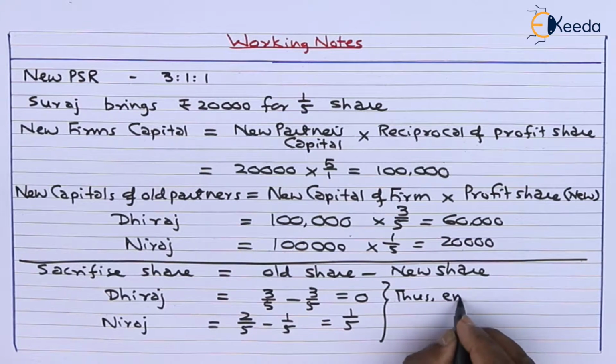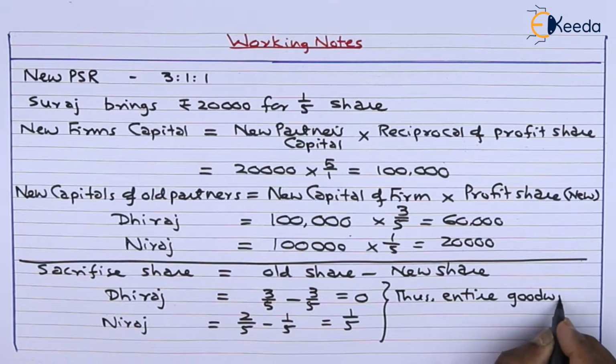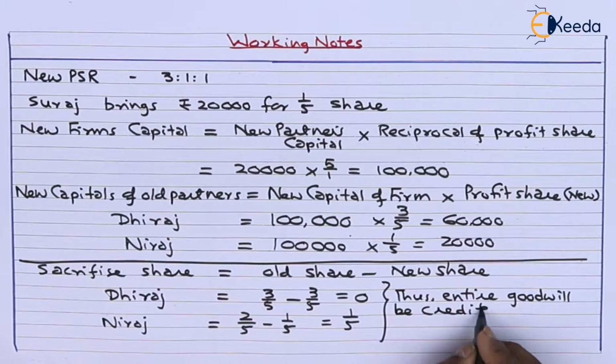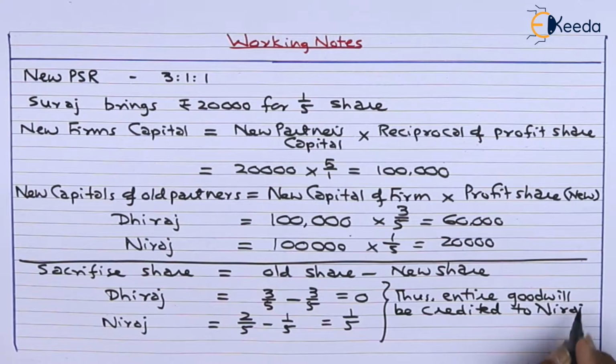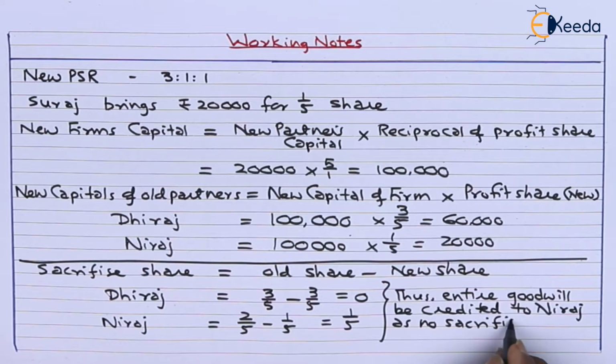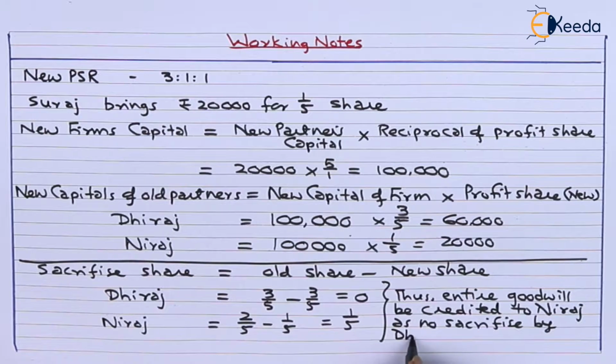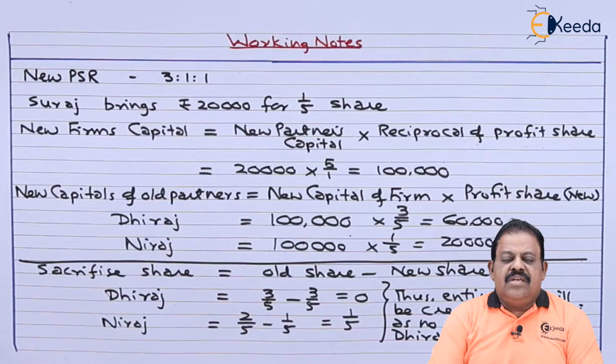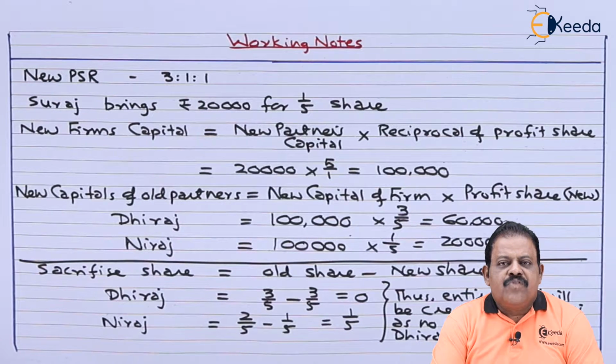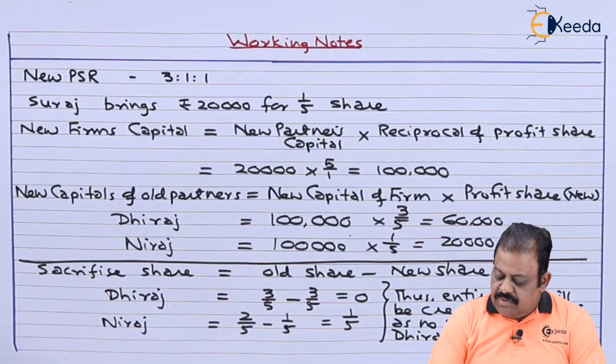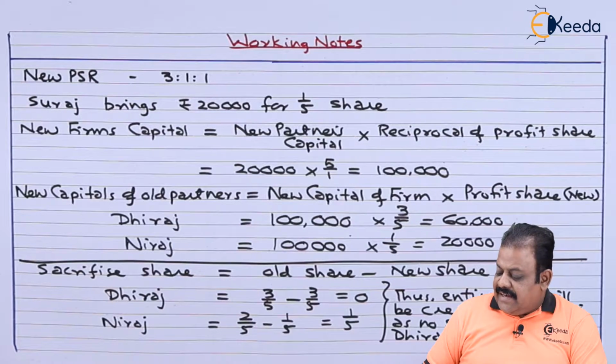Thus, entire goodwill will be credited to Neeraj as there is no sacrifice by Dheeraj. Dheeraj has not sacrificed his profit share. So after admission of the new partner, he continues to get the same share as before admission, whereas the share of Neeraj has decreased equal to the share of the new partner. Therefore, goodwill brought in cash will be entirely credited to Neeraj.